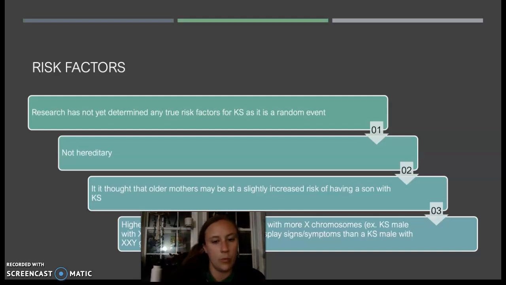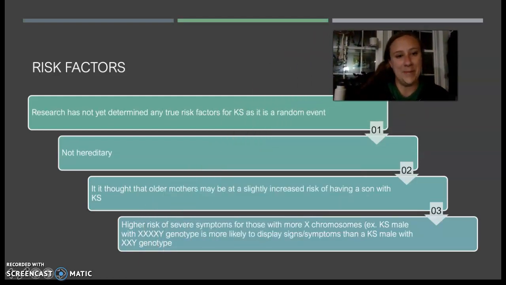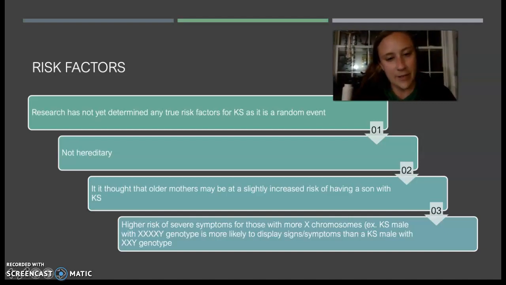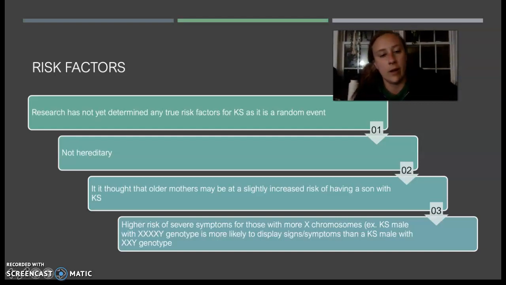I also wanted to say one more thing before we get to the risk factors. There hasn't been any research that determines any risk factors for Klinefelter syndrome, as it is a truly random event. The non-disjunction event is absolutely random. It can happen maternally or paternally, about equally in both cases. It's also not hereditary, so if you have someone in your family with it, you don't have an increased or decreased chance of getting it.